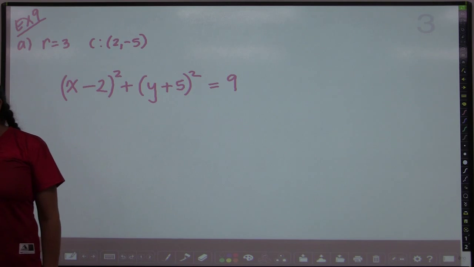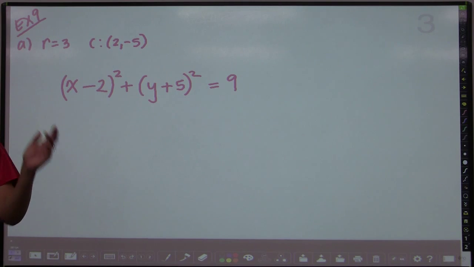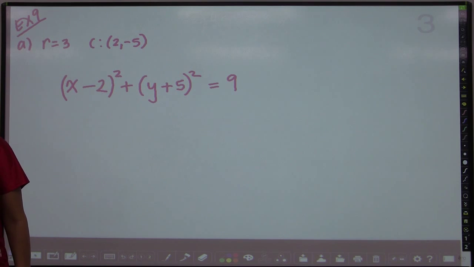You don't have to simplify it any further. You don't have to multiply it all out. You just leave it like that.